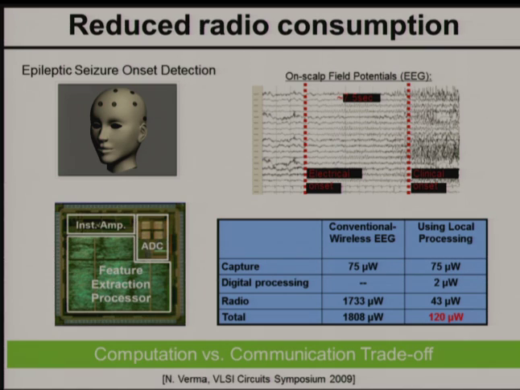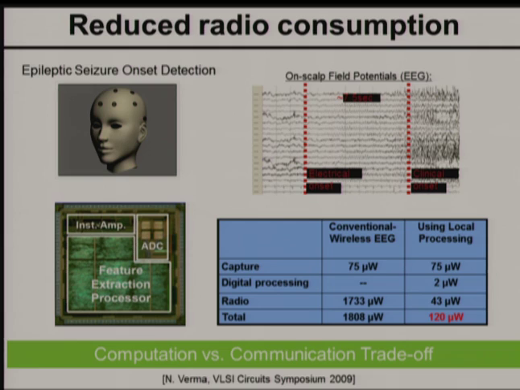In this case, I'm showing an epileptic seizure onset detection system. If you look at the traditional system, the power consumed for capturing the data is around 75 microwatts, but the radio power is close to 1.8 milliwatts, so that completely dominates, and it becomes unusable in a self-powered situation.